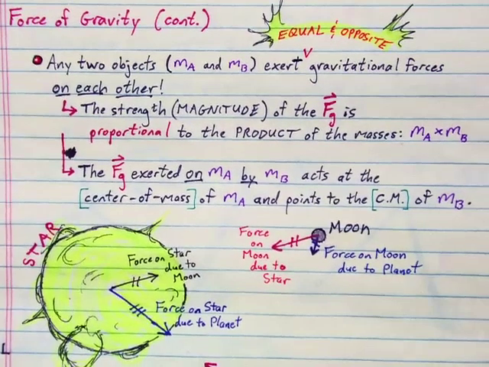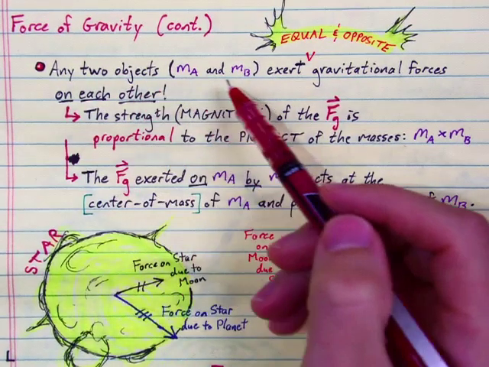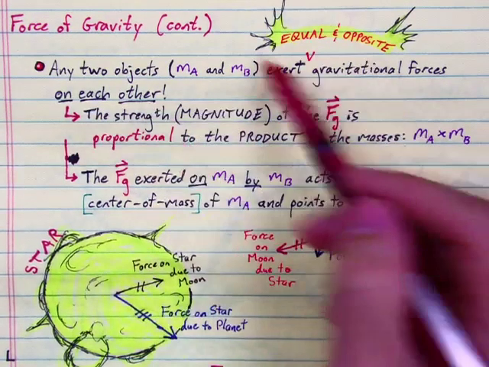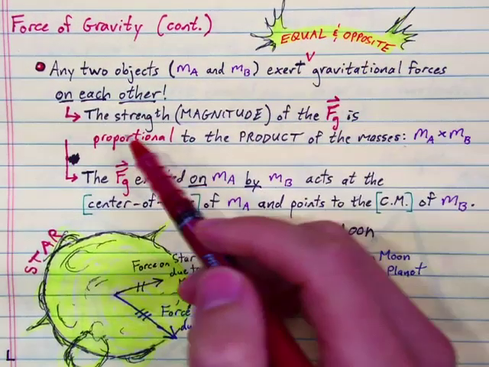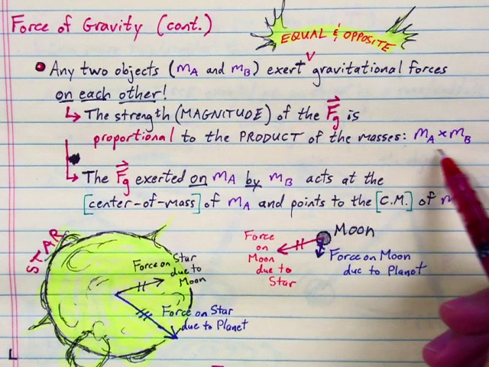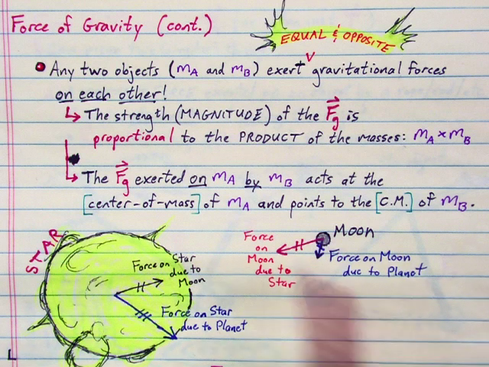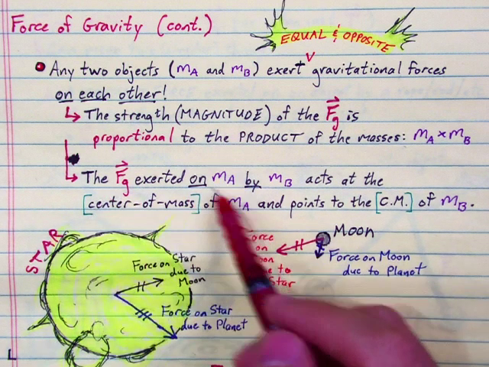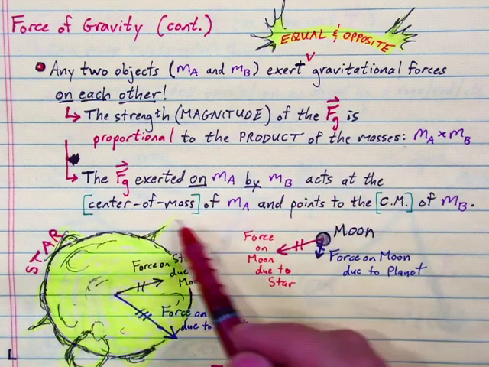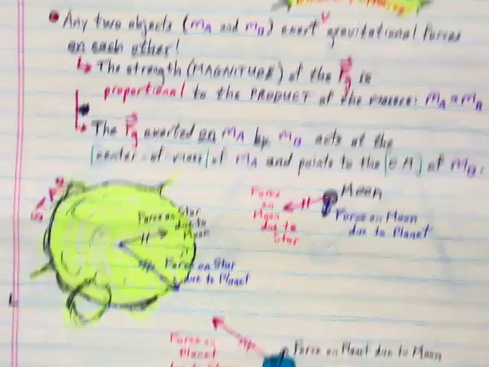Let's say that we're looking at larger objects now, maybe in space. Any two objects, mass A and mass B, exert gravitational forces on each other, equal and opposite gravitational forces, in fact. The strength or magnitude of the gravitational force is proportional to the product of the masses. You multiply the masses together to find out how big the force of gravity between them is going to be. The force of gravity exerted on mass A by mass B acts at the center of mass A and points toward the center of mass B.